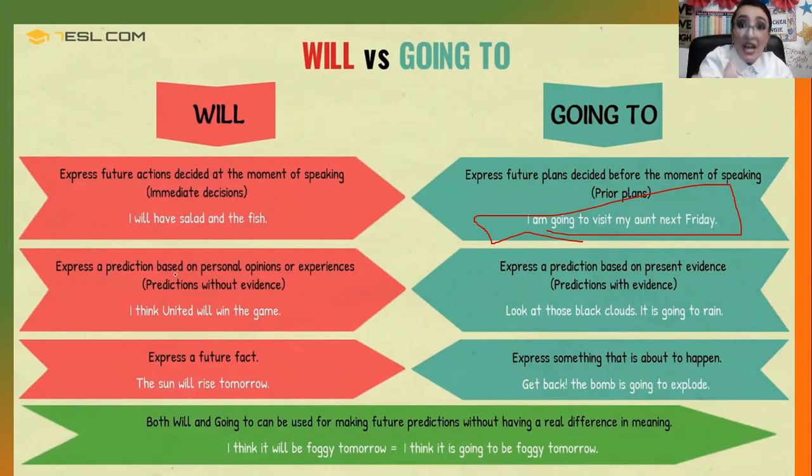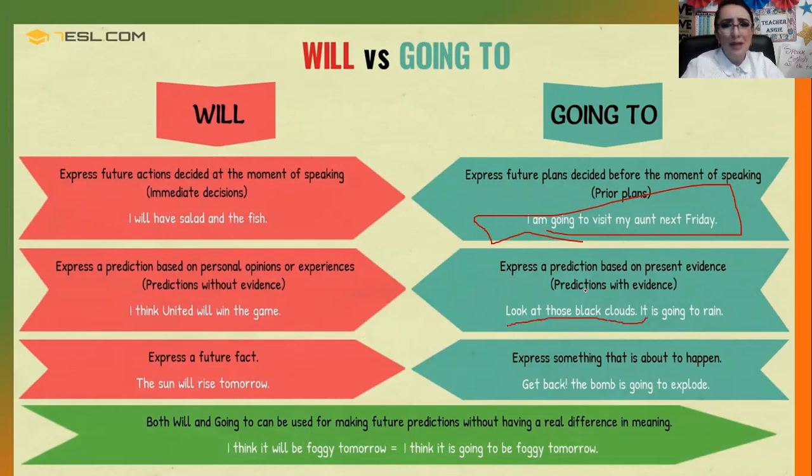On the other hand, going to is going to be used in order to express a prediction, but that prediction is going to be based on present evidence, evidence that you have. Predictions with evidence use going to, and predictions without evidence use will, okay?